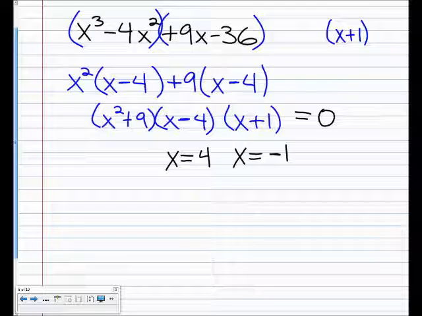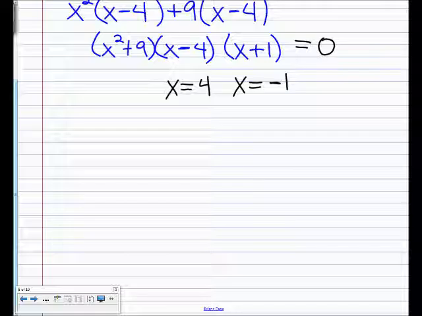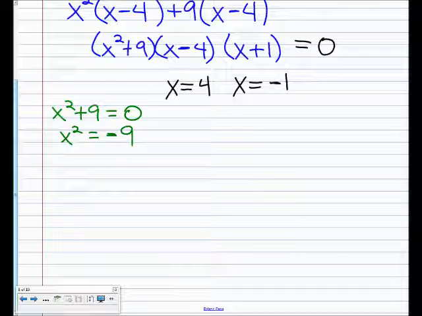X squared plus 9, right? What's the power? It's a 2, so I'm expecting to get 2 answers. All right, so here we go. I'm going to write that in green down here. X squared plus 9 equals 0. I want to move the 9 over. What does it become? -9.